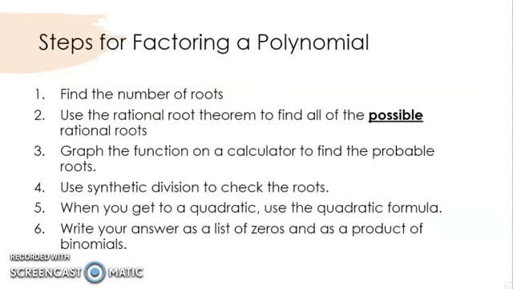Okay, so these are steps for factoring a polynomial, and this would be like if GCF didn't work, or if you can't factor a trinomial, or if there's not a difference of 2 cubes. So if it's not something familiar, but this will also work on almost any polynomial that can be factored. So step 1 is to find the number of roots using that Fundamental Theorem of Algebra. Step 2, use the rational root theorem to find all of the possible rational roots, and we'll talk about that in another day. You can graph the function on the calculator to find the roots that are probable.